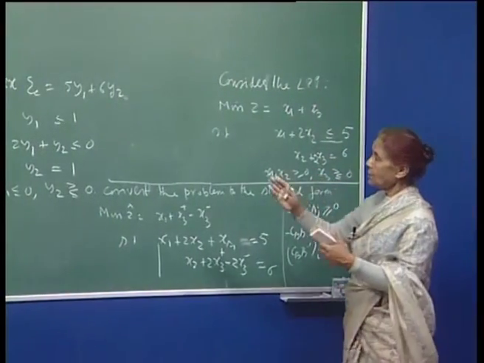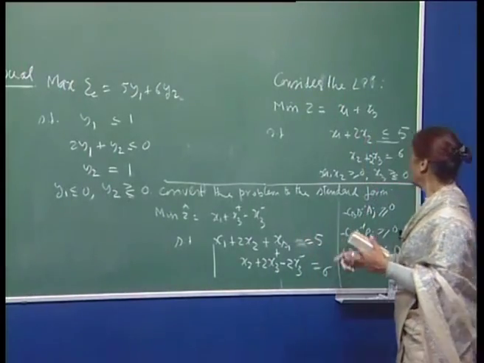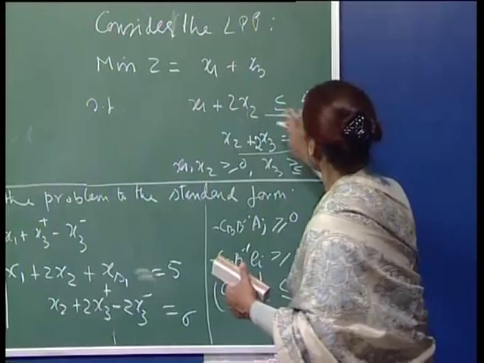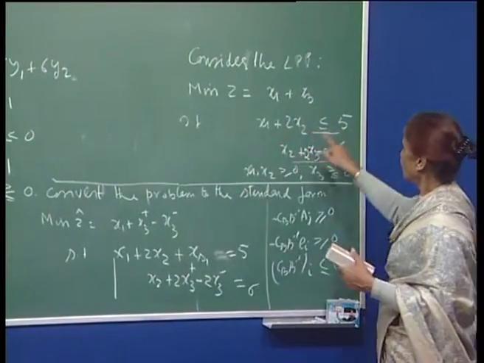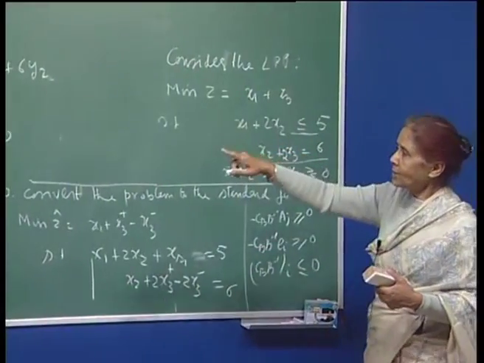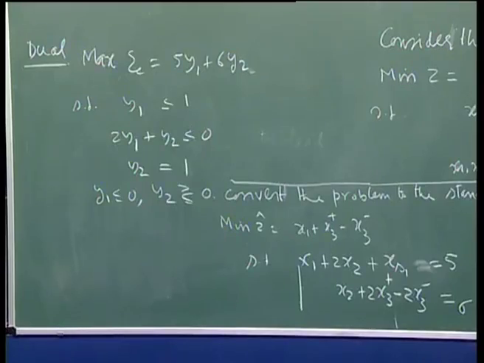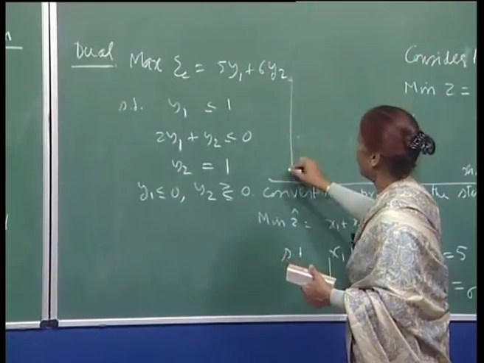So, actually now you see that the dual variable corresponds to a primal constraint. So, y2 corresponds to this constraint, y1 corresponds to this constraint. Since this is of the wrong kind, in the sense that I formulated it for greater than or equal to, where the corresponding variable was non-negative, here it is less, so the corresponding variable is less than or equal to 0. So, this is your dual problem.